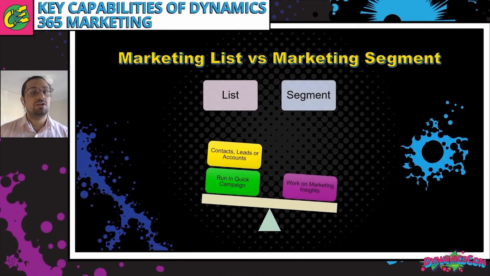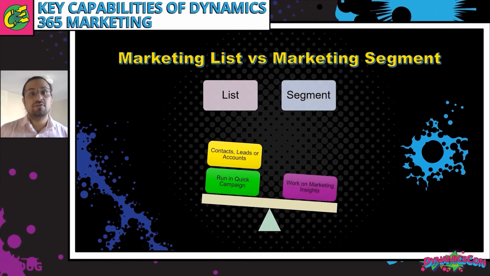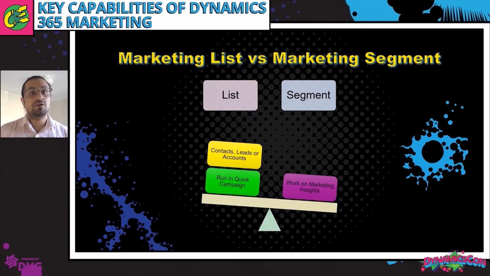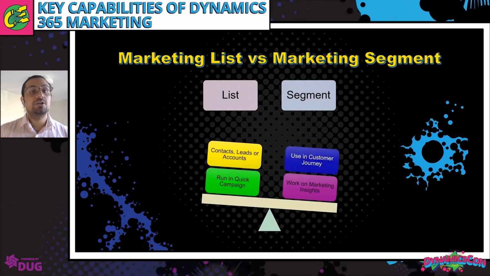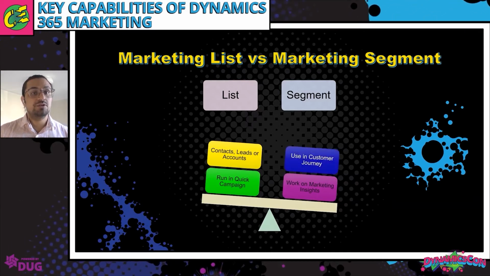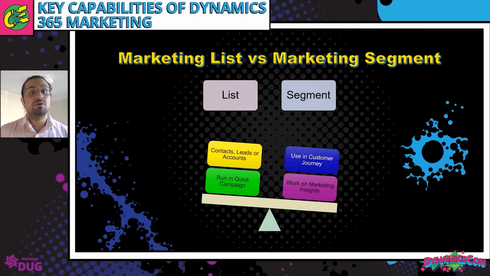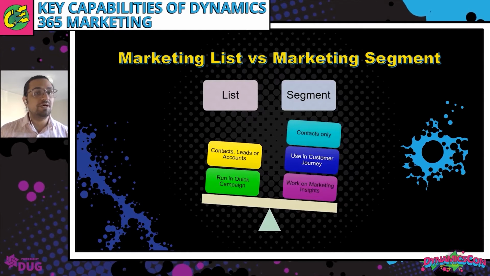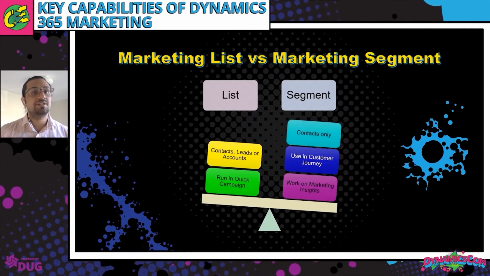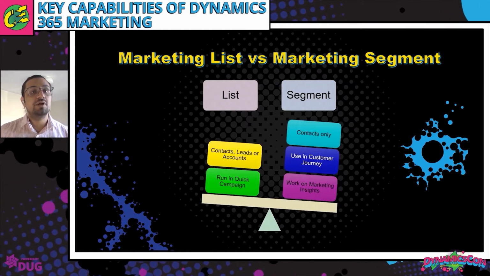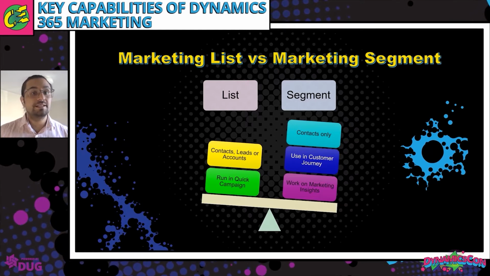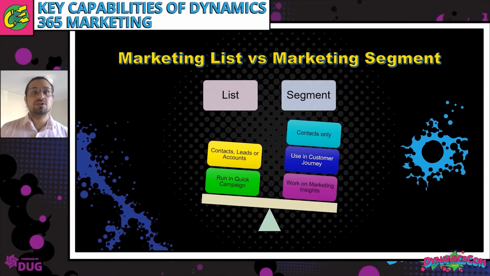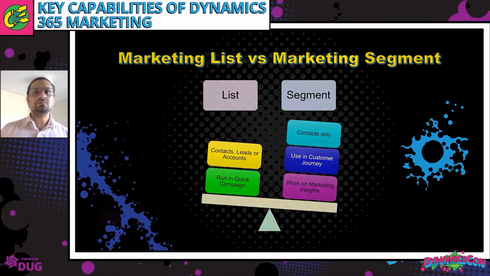Segments actually work on marketing insights. The software we are going to use right now, Marketing D365, works on marketing insights, used for customer journey. So you can use the segment for a customer journey. You cannot use a marketing list for your customer journey, which I'm going to show you in a couple of minutes. Also, the key difference is that you can create segmentation only for contacts, not for leads and accounts. So that's the marketing segmentation and list comparison.